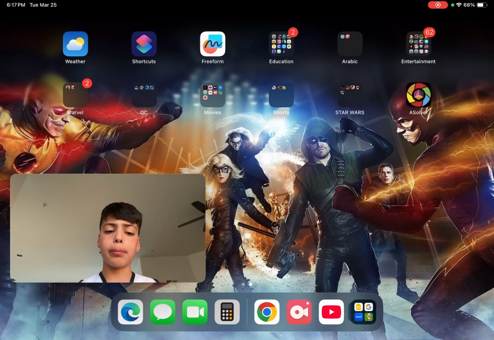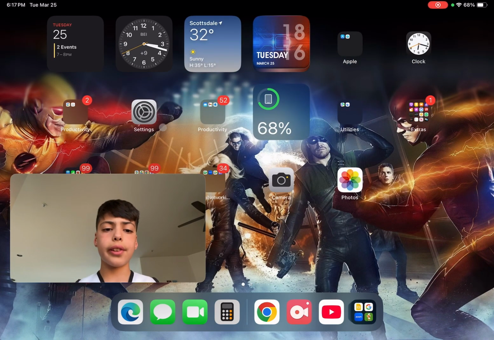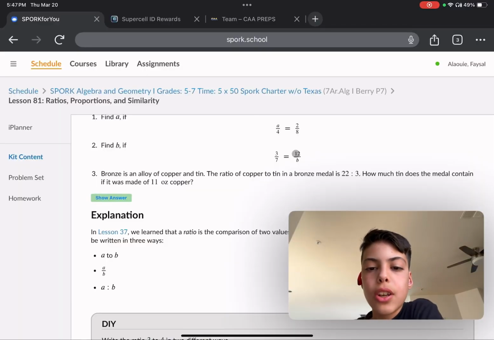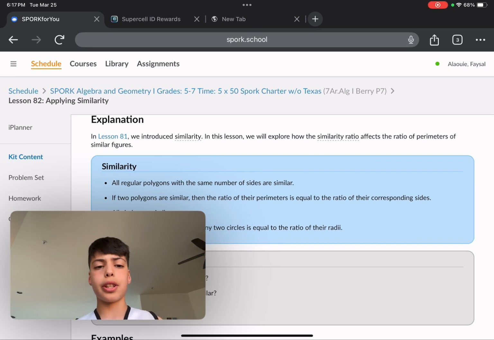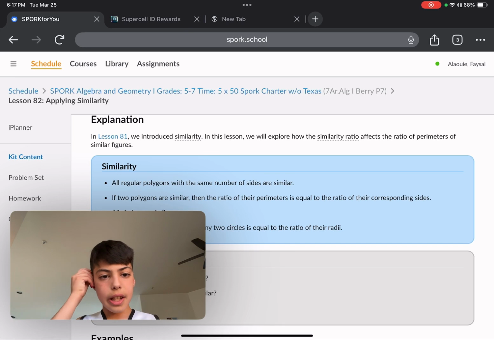Today I will be teaching you guys about applying symmetry. Now in the last lesson, lesson 81, we used symmetry to find the similarity ratios and the missing side lengths of similar polygons. In this lesson, we will build on that.